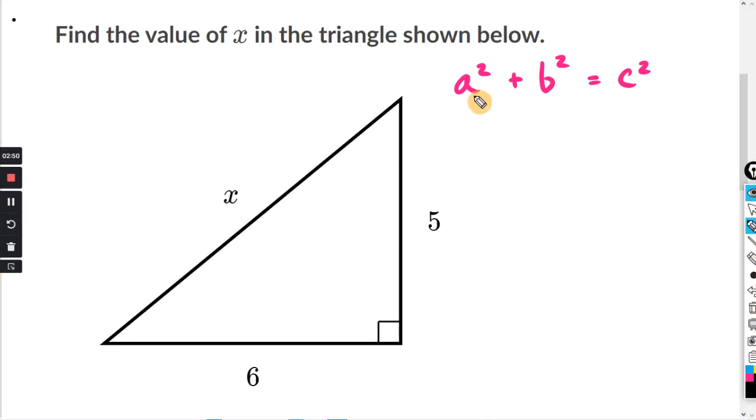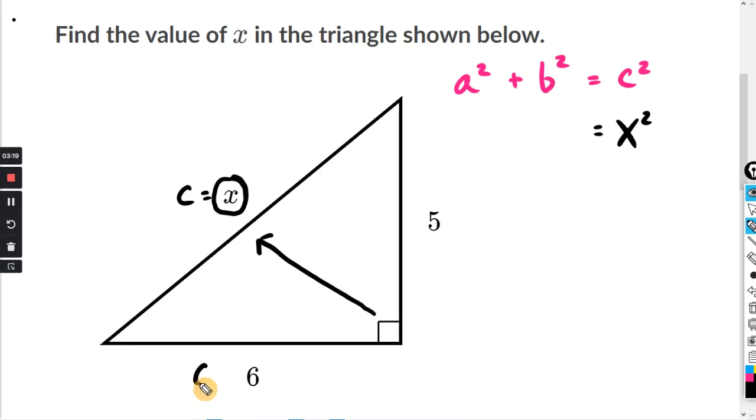Okay, using our formula once again, a squared plus b squared equals c squared. So start with your right angle and go across from that. That side length right there, this side length X is your hypotenuse. That has to be C. Okay, so C is just going to be X. So in place of C squared, I'm going to write X squared. The other two sides, it doesn't matter which is A or B. I will let 6 equal A, and I will let 5 equal B.